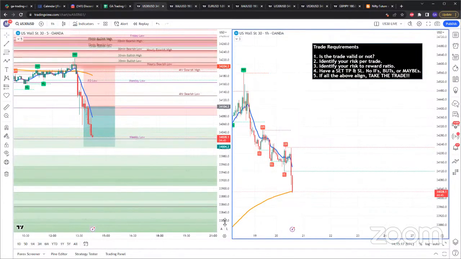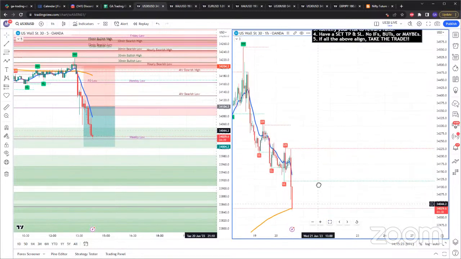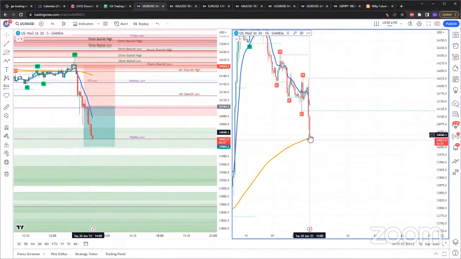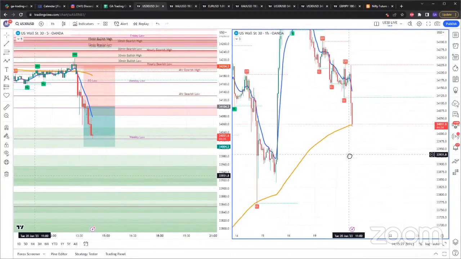We're almost at full TP for US 30. Just a few more. And look at that price action around the 200 DMA on the hourly, right? You get that quick rejection.